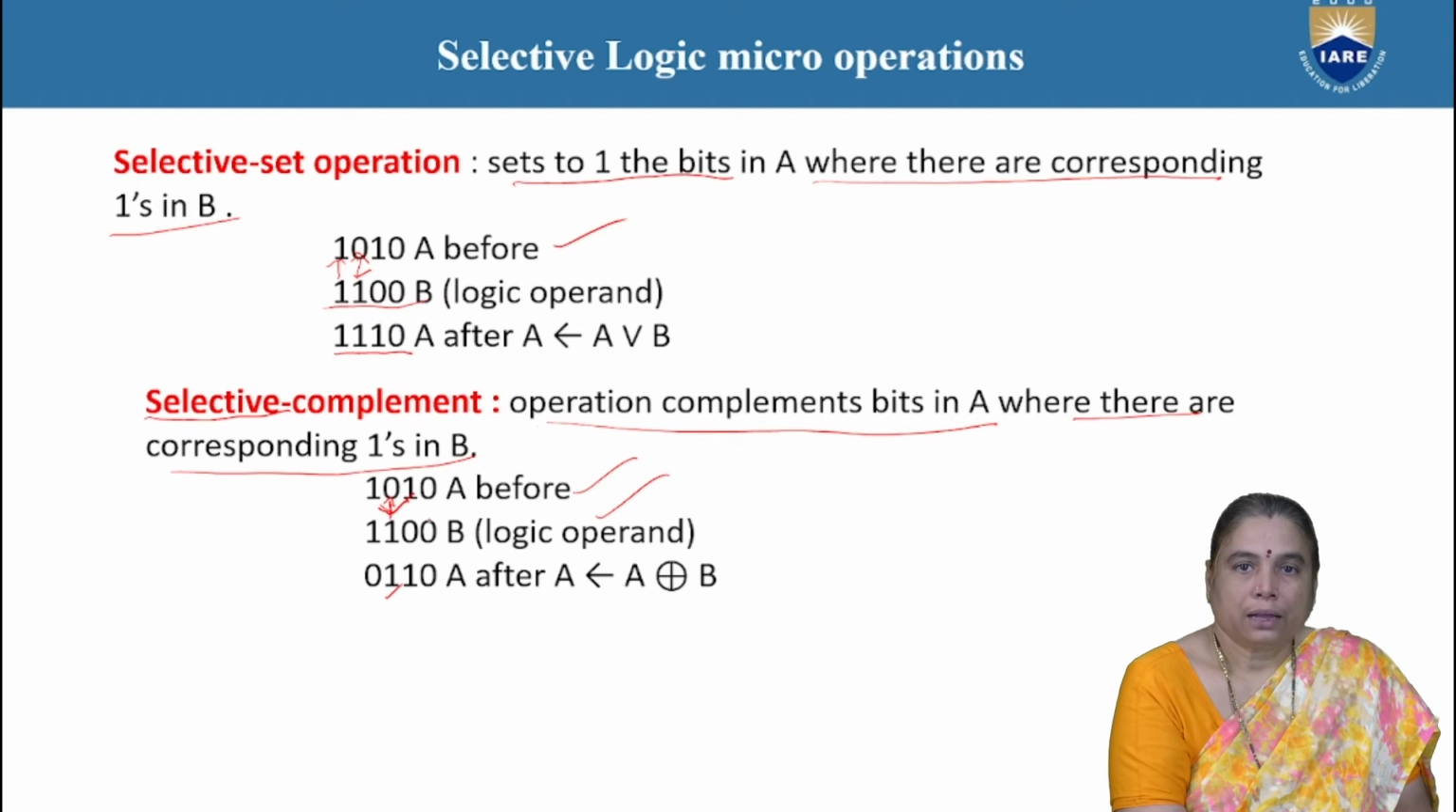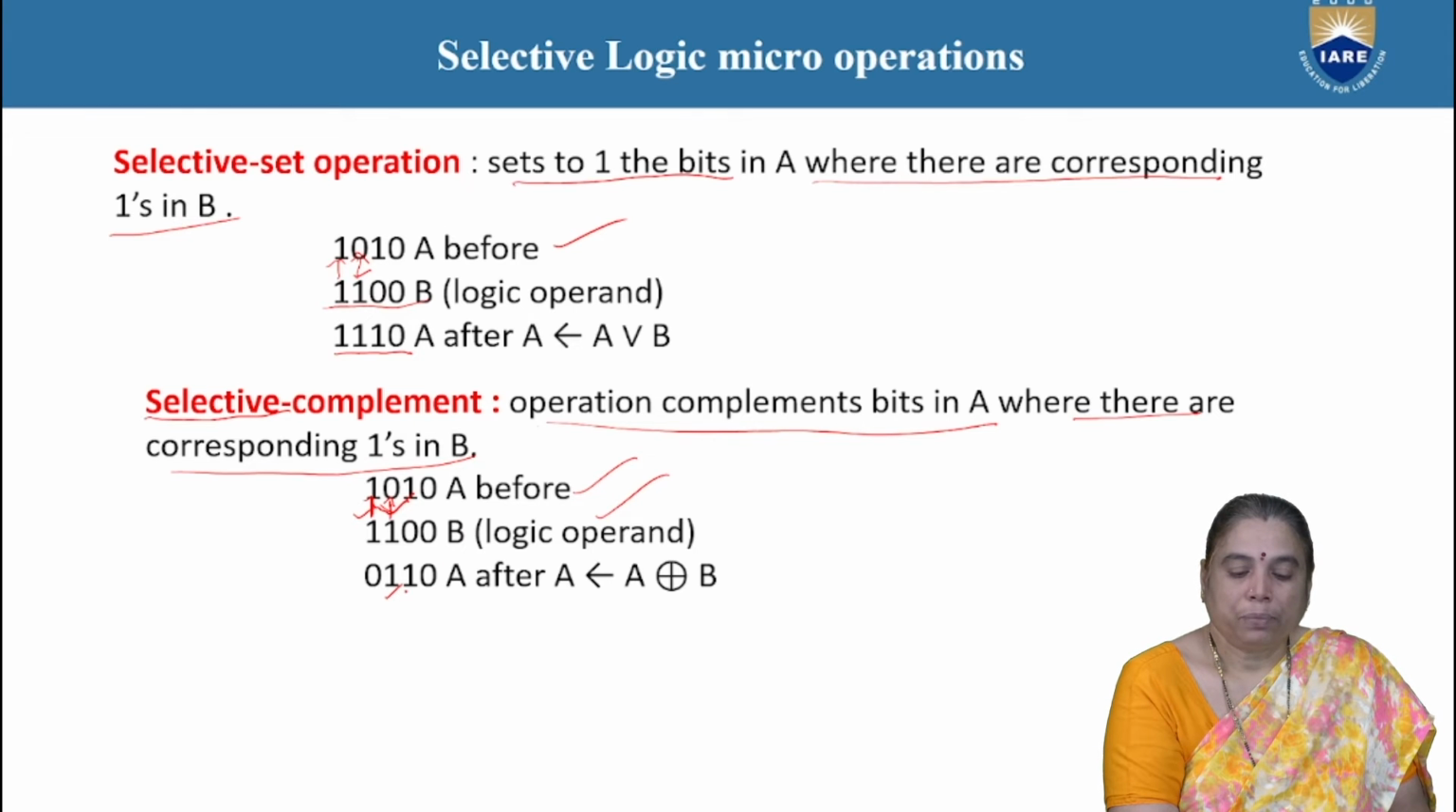Next, the second occurrence of 1 in the B is at this position. Here the corresponding bit in the A is this. This can be complemented as 0. So the result of the A after application of selective complement is 0110, which is similar to the exclusive OR operation.